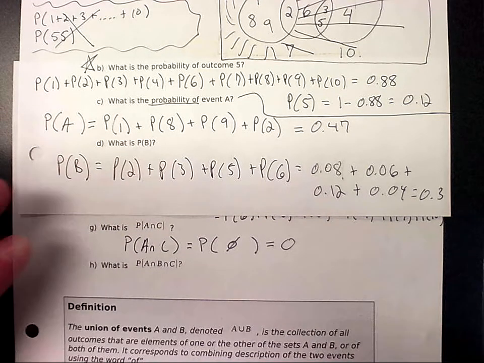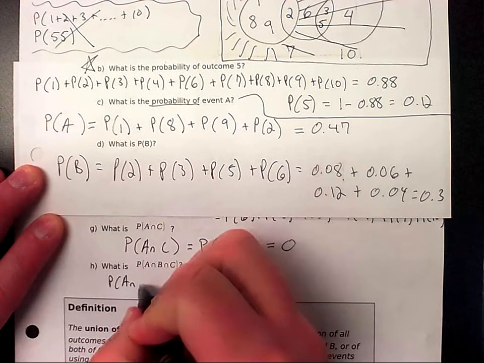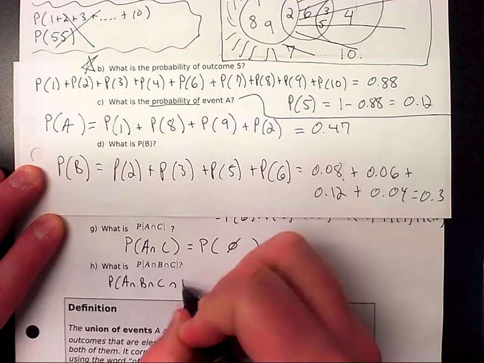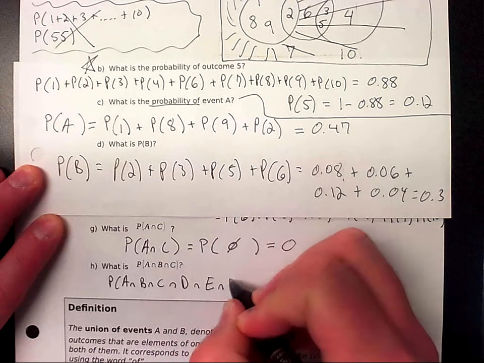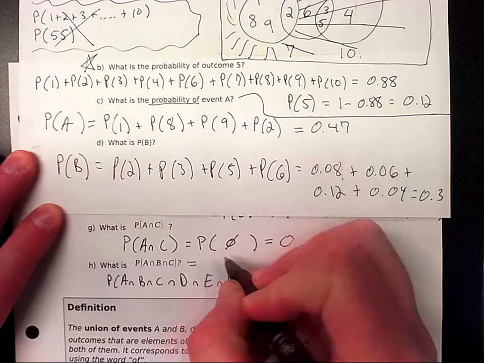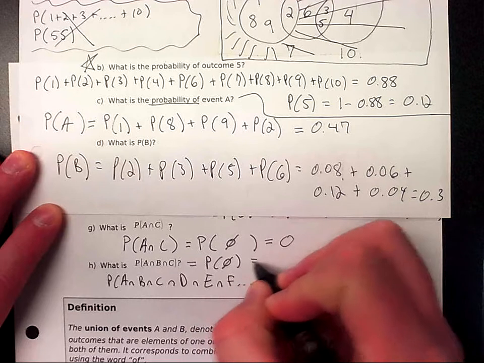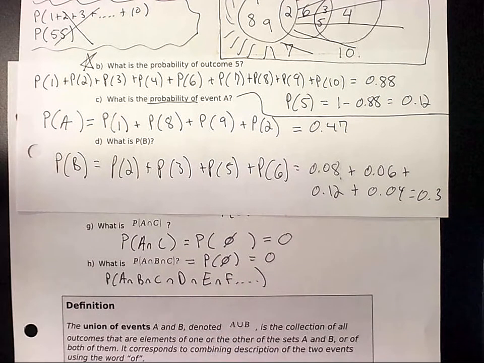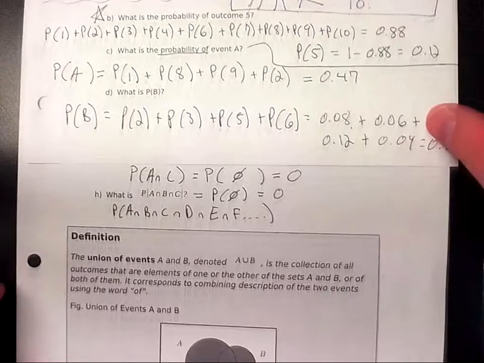So we could also say, hey, probability of A intersection B intersection C. Suppose we had another D and an E and an F and so on and so forth. It doesn't matter. If A and C have nothing in common, we can have this huge long list and they're still not going to have anything in common. Is everybody good with that? So therefore, this is also just the probability of the empty set. And here, that's going to be equal to 0 again. Everybody good with intersections and probabilities of intersections? All right.